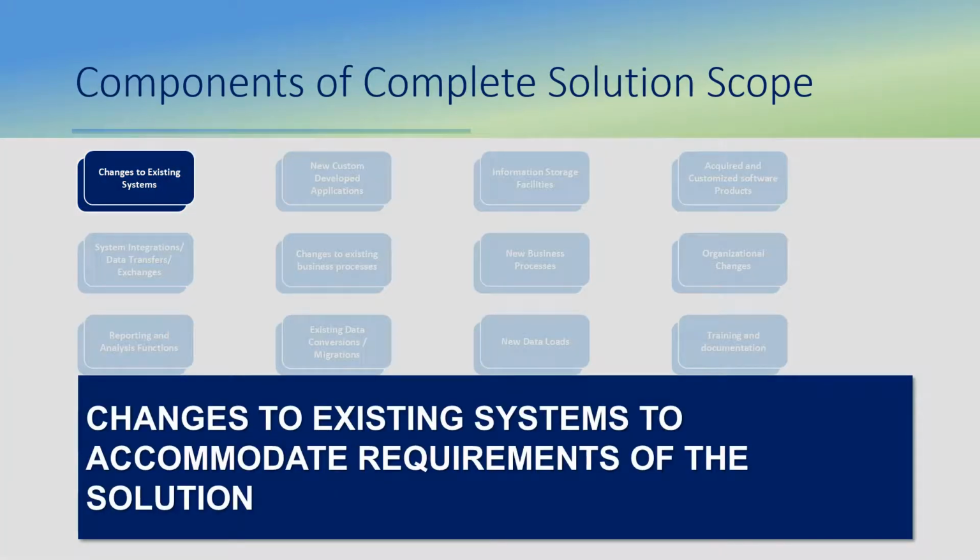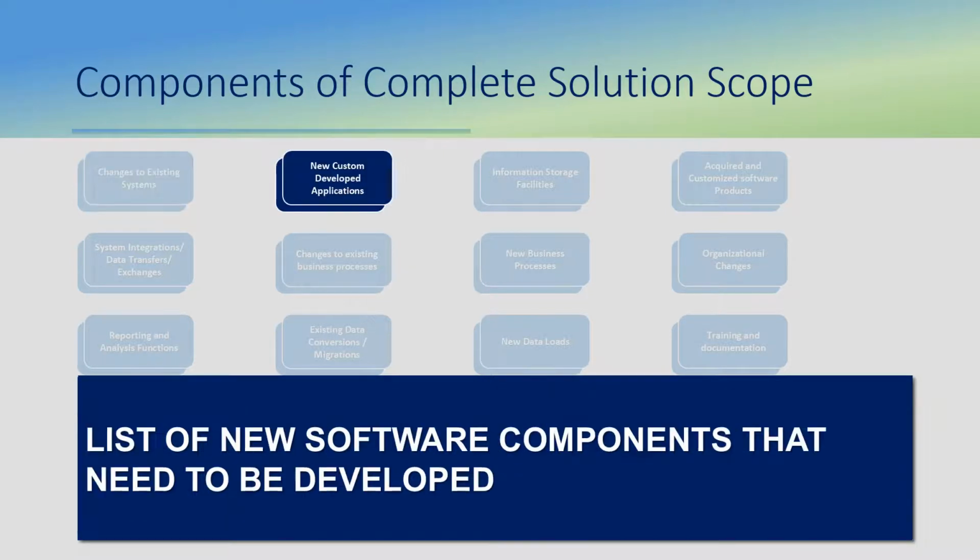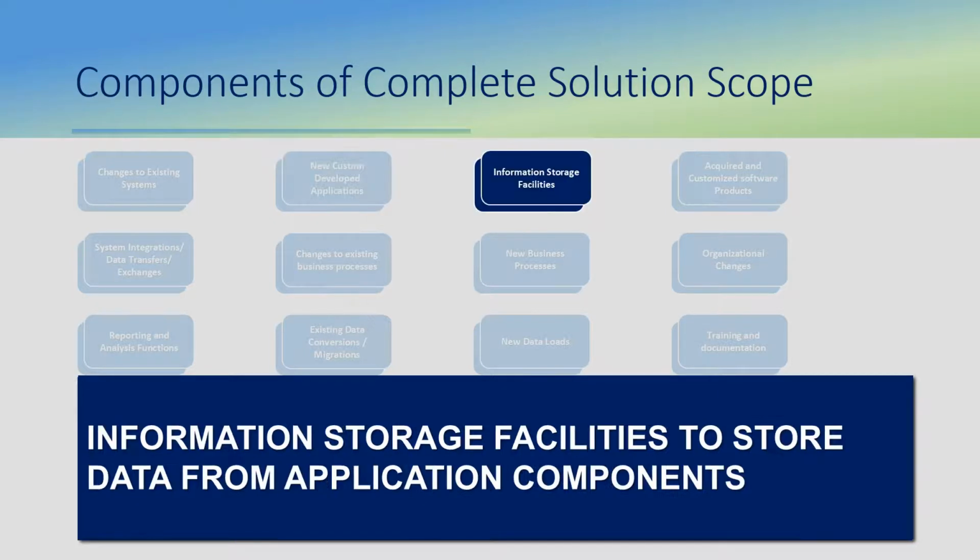First, changes to the existing system. Existing software components, either custom developed applications or products sourced from external suppliers, both installed on the organization's IT infrastructure or hosted externally and configured or customized, may need to be changed in some way to accommodate the requirements of the new solution. New custom developed applications. New software components will need to be developed. The list of these components will need to be identified. This may include the development of prototypes to validate their functionality and or their appearance and navigation.